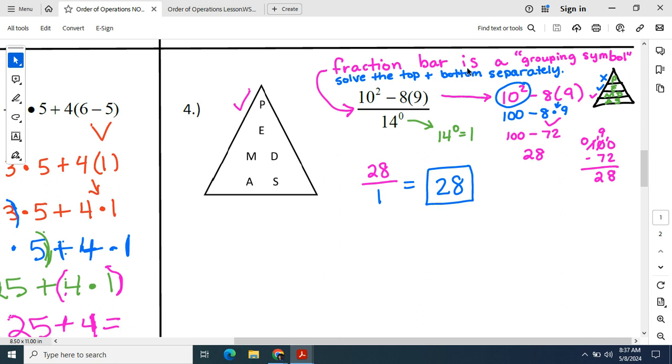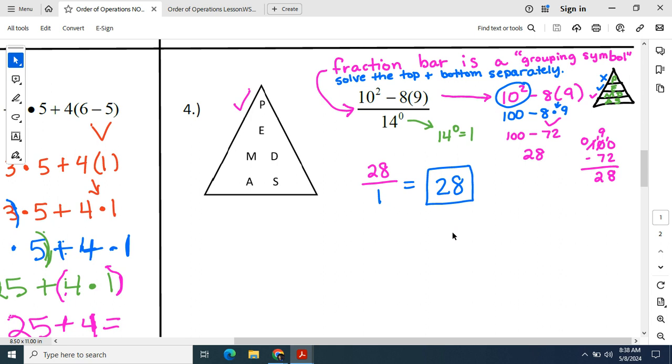Now I solve the bottom. You have to solve it separately. What's 14 to 0? Remember, anything to 0 equals 1. So that means that the bottom equals 1. So what does 28 over 1 equal? It means 28 divided by 1, which is 28.